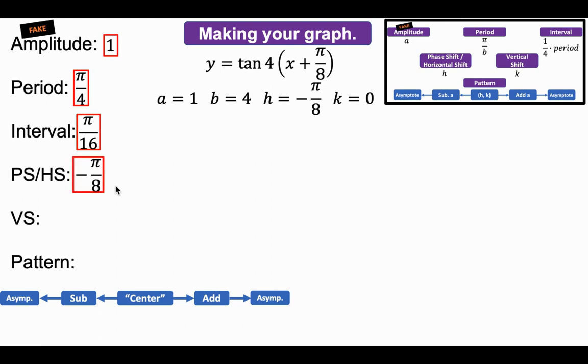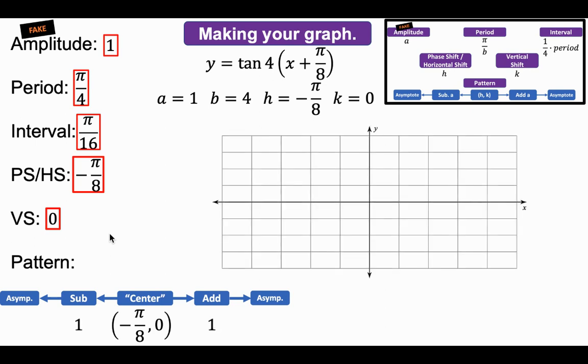Phase shift, also known as horizontal shift, is negative pi over 8. That means it got moved left pi over 8. K is 0, so it did not move up or down. That's just going to stay kind of flat there. Okay, center is negative pi over 8, comma 0. You're going to add and subtract 1 from there, and then throw your asymptotes on.